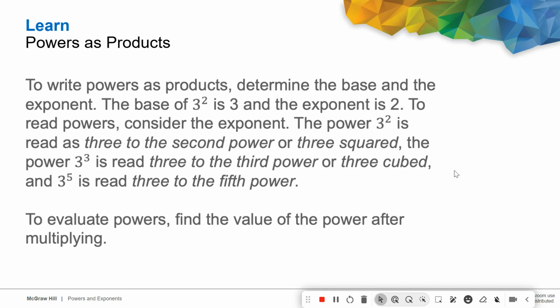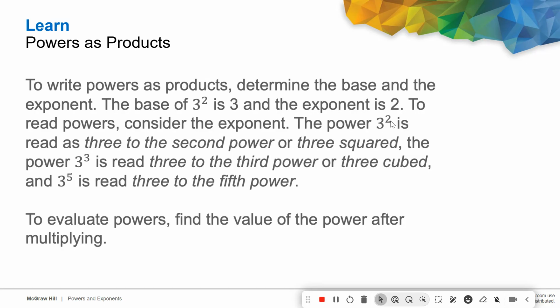All right, next section, powers as products. To write powers as products, this is basically going to go the other way around. To write powers as products, determine the base and the exponent. So the base of 3 to the second power is 3, and the exponent is 2. To read powers, consider the exponent.